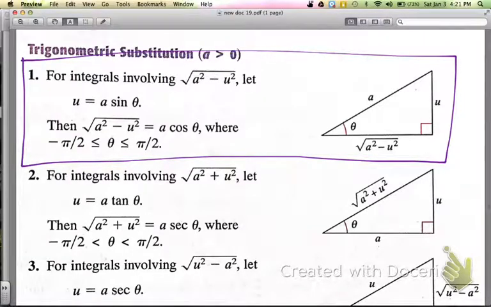So it says for integrals involving this here. So, excuse me, when I see that, I'm thinking, okay, it has a minus, and if I'm thinking about the Pythagorean theorem over here, and if it has a minus underneath the square root, I know that my first value has to be the hypotenuse, and the second value has to be one of the legs.